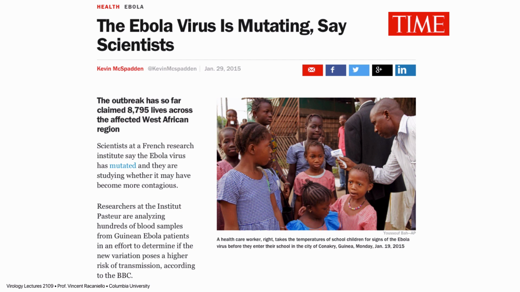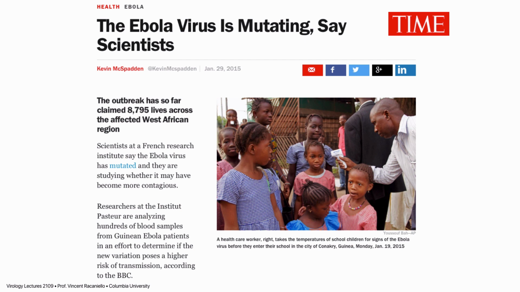What the scientists probably mean is that it's undergoing phenotypic change, right? An amino acid change that makes some difference. But mutation means nucleic acid, not protein. And so this is incorrect.